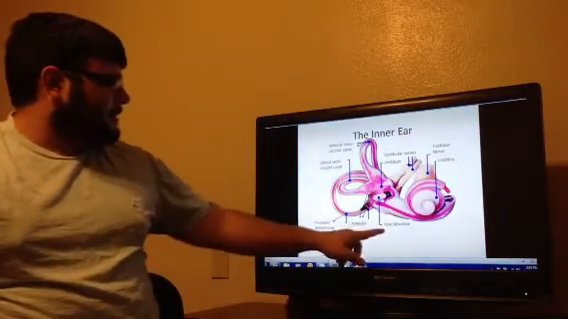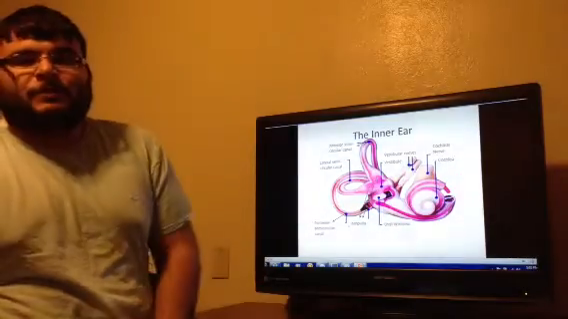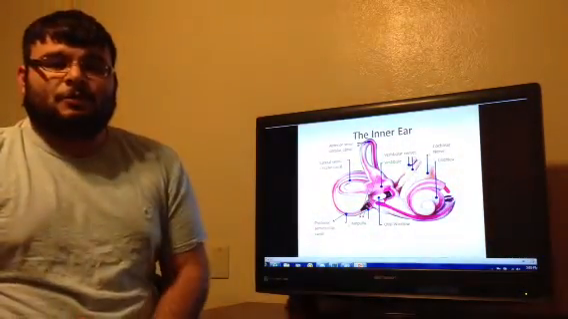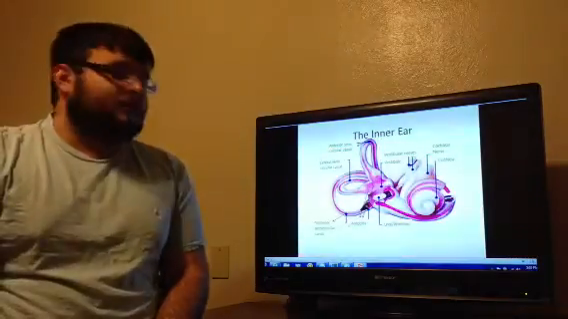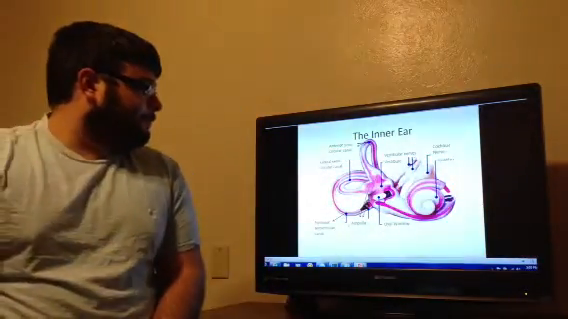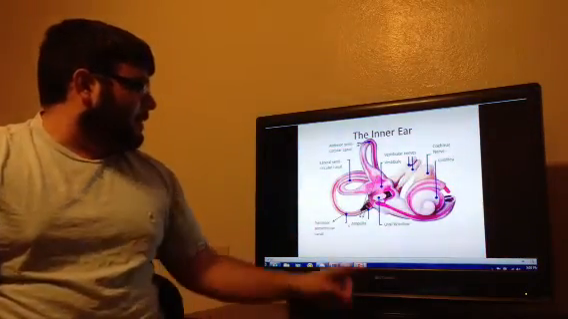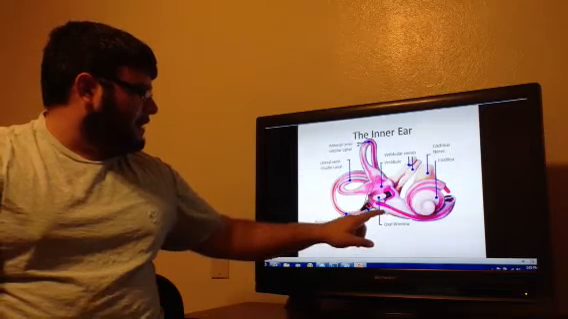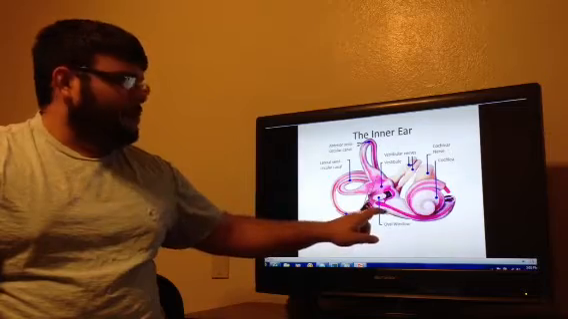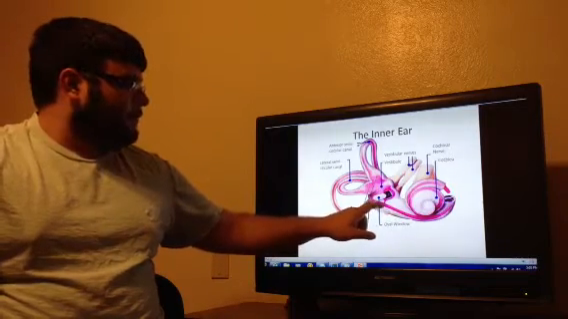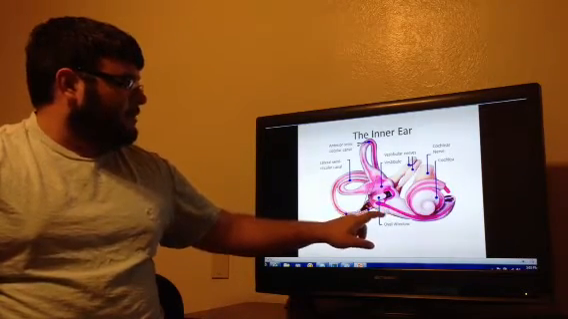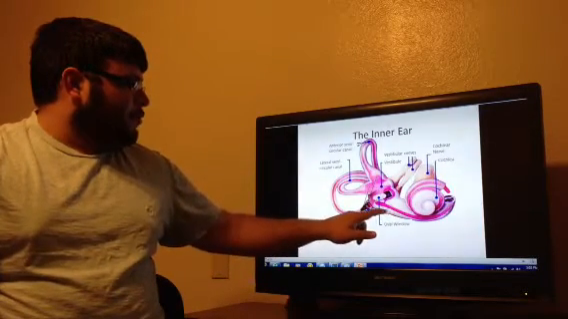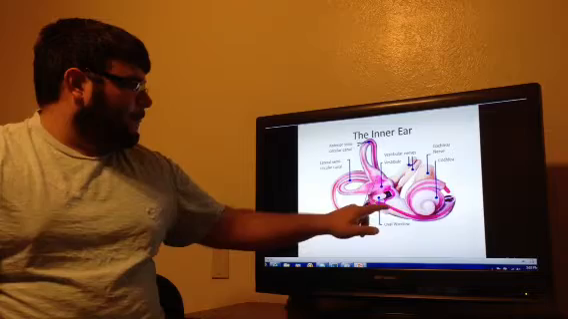And here is the oval window, which, as I said before, is connected to the footplate of the stapes bone in the ossicular chain, which is located in the middle ear. And from the oval window, as you can see, you have a connection going down to here. This is going to be your round window, which we'll get to later when we talk about sound movement, but it's going to be important.